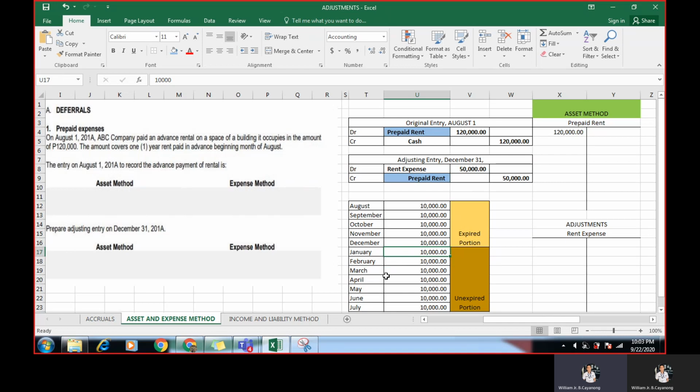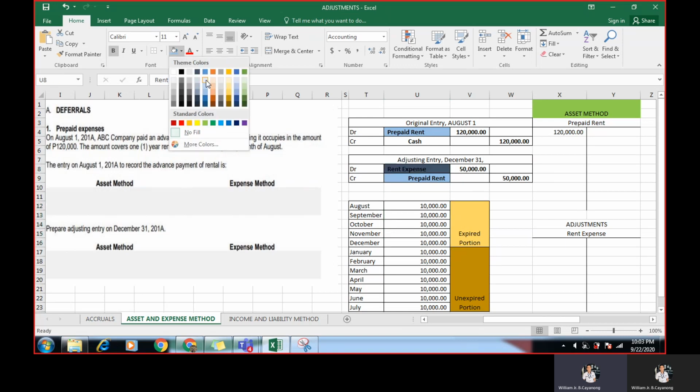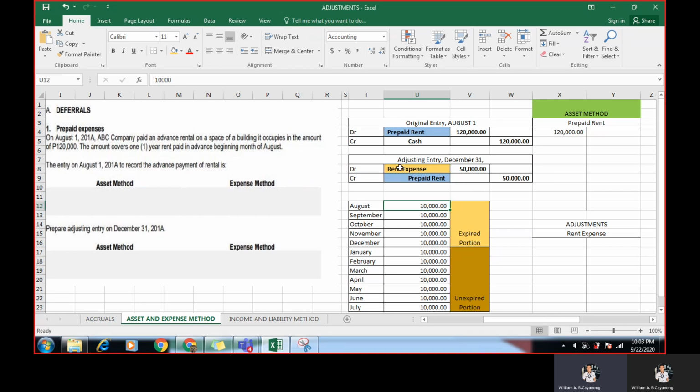How many months? Kaya ayan. January, February, March, April, May, June, July. Okay? So that is 7 months. Okay. So, ang debit natin is rent expense. Kasi nga, we have to recognize the expired portion. Okay. So, that will be our adjusting entry for using asset method. Okay. So we debit rent expense to recognize the expired portion, and we decrease the prepaid rent by 50,000.